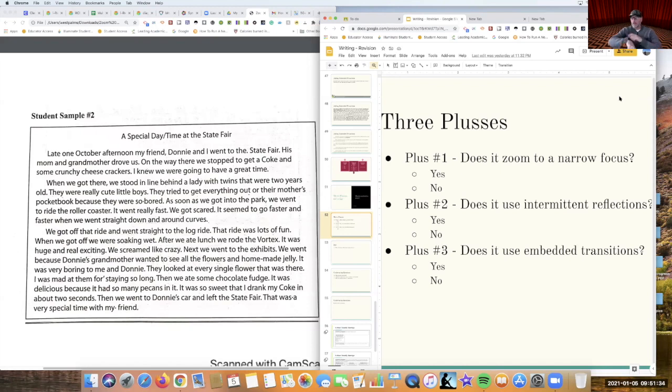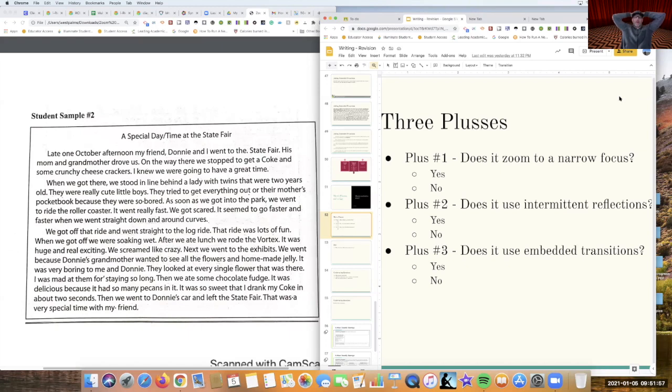Okay, it is 9:51. Been blabbing. So let's go through this very quickly, and then we'll get an idea of the 3 pluses, and this will give us a little bit of familiarity with how to use this. So does it zoom to a narrow focus? The short answer is no, it does not.